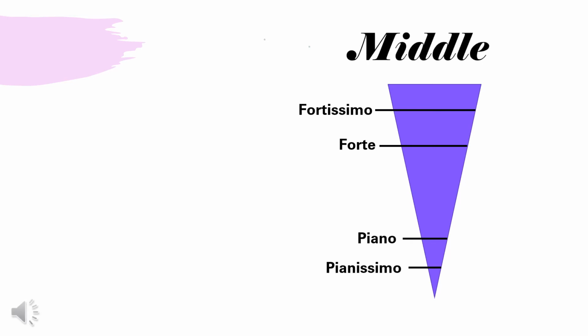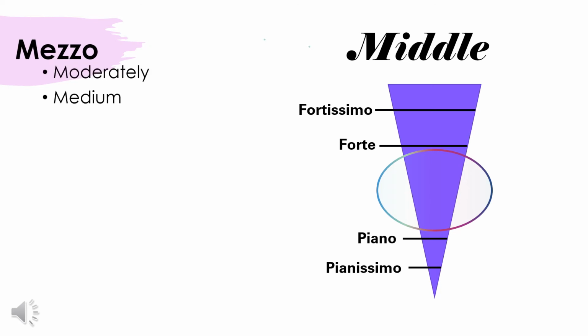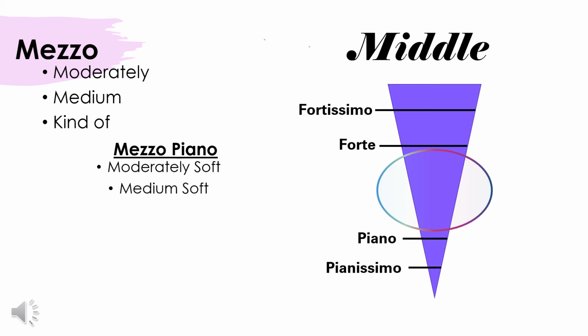Our dynamics meter still has open space in the middle. That means there are some volumes that are still missing. We're going to use a special word called mezzo. Mezzo means moderately or medium. I like to think of the phrase kind of when I use mezzo, just for me. If the music says to sing mezzo piano, that's the same thing as saying medium soft or moderately soft or even kind of soft, which I understand a little better.